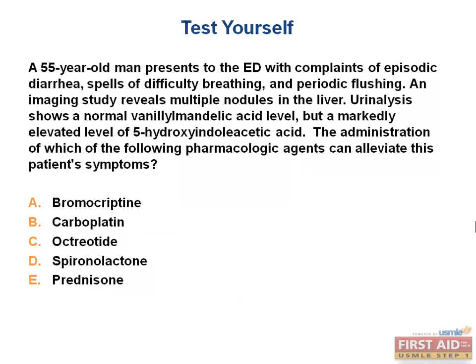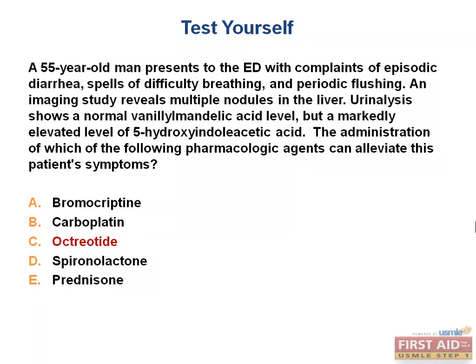Now let's do a couple of questions to review this topic. Our first question is about a 55-year-old man who presents to the ED with complaints of episodic diarrhea, spells of difficulty breathing, and periodic flushing. An imaging study reveals multiple nodules in the liver. Urine analysis shows a normal vanillyl mandelic acid level, but a markedly elevated level of 5-hydroxyindoleacetic acid. The administration of which of the following pharmacologic agents can alleviate this patient's symptoms? A. Bromocriptine, B. Carboplatin, C. Octreotide, D. Spironolactone, or E. Prednisone.